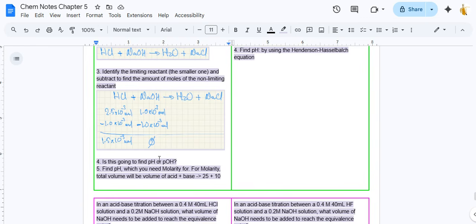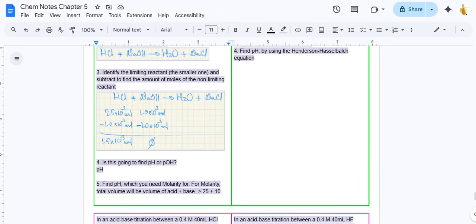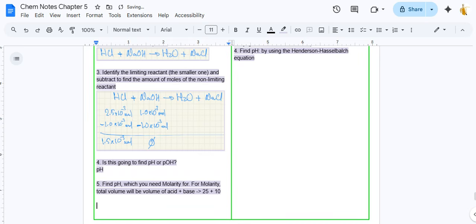And next step, again, just ask yourself if you're going to find pH or pOH. So this will be acid, so you'll be finding pH. So you'll be using the pH formula, which is the fifth step.